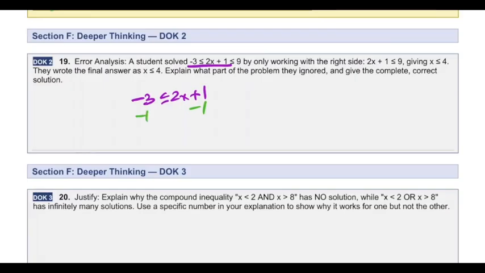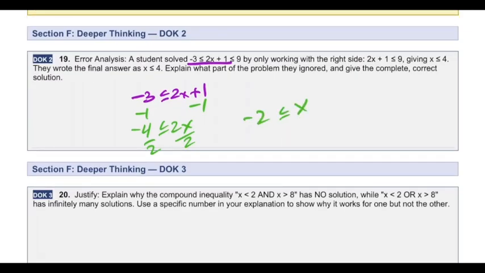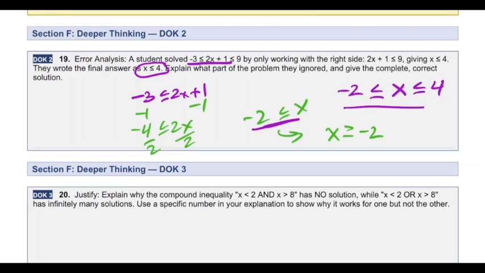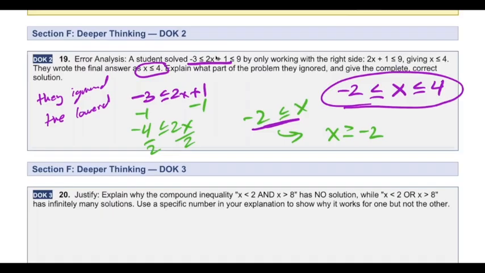Then we're going to subtract 1 from both sides. We get -4 is less than or equal to 2x, divided by 2. We have -2 is less than or equal to x, which I want to rewrite as x is greater than or equal to -2. Since we have this part of the answer, let's combine it. So x is going to be, combined with this guy, between -2 and 4. That's a full, complete answer. Right, explain what part of the problem they ignored. They ignored the lower bound is probably the best way to say it. They only worried about the top bound.